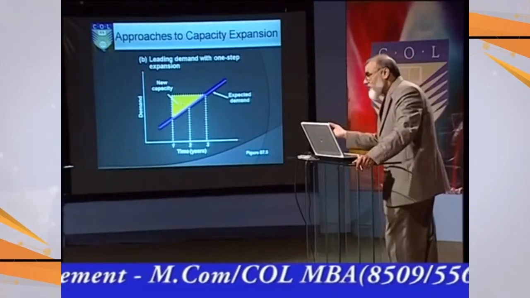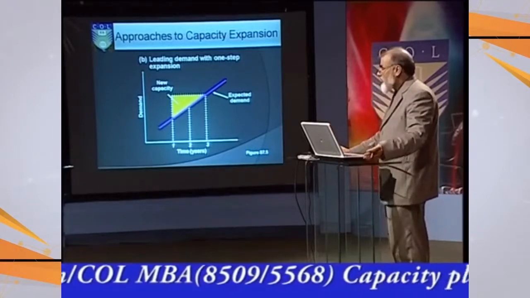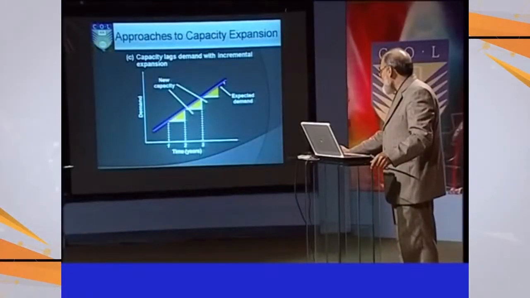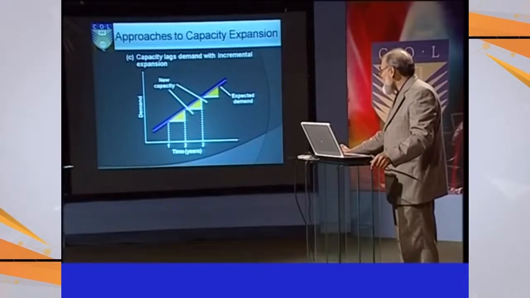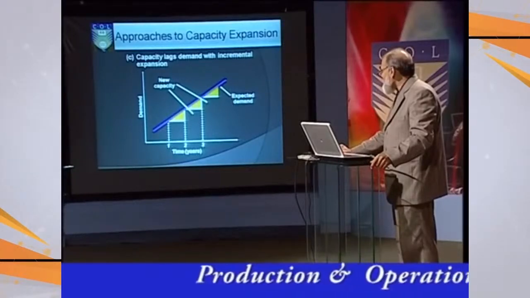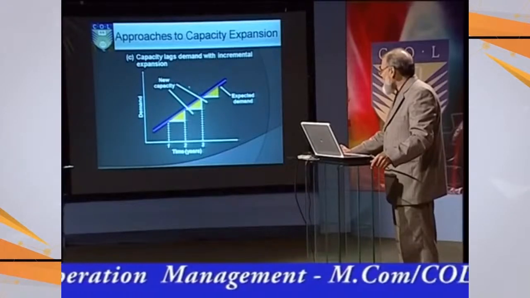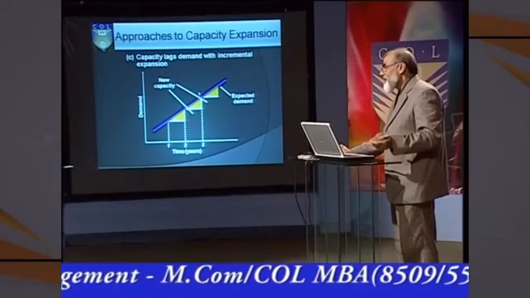But there is yet another way of doing it. That is, your demand leads: capacity leads demand, then capacity lags demand. In this curve, we see our expected demand is here, right? Once our demand reaches here, then we create capacity. Our demand reaches here, we create capacity. Our demand reaches here, we create capacity. It means our capacity lags behind our demand.